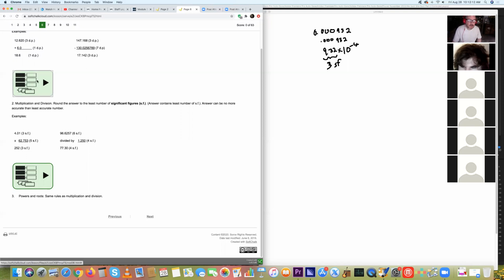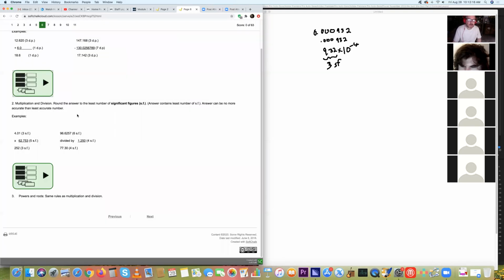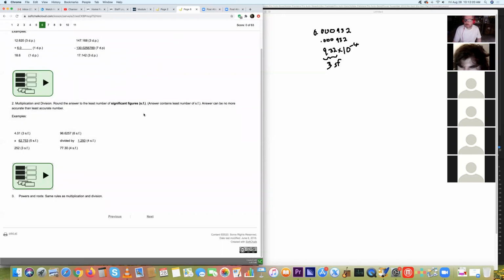Now, I do have some interactive exercises. I would recommend doing those. Matching exercises will help make sure you understand what you're doing here with these different rules for these different kinds of calculations. Does anybody have any questions?